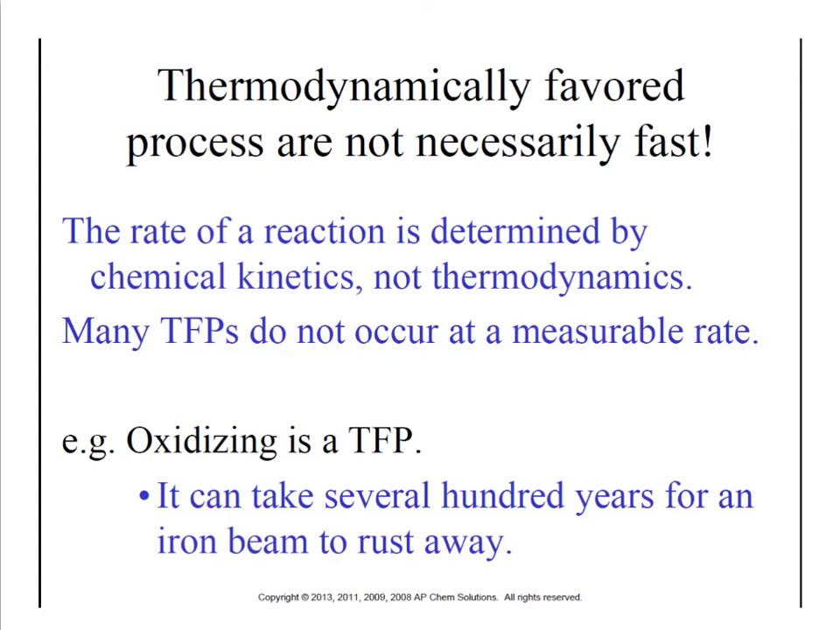And something to keep in mind is that just because a process is thermodynamically favored does not necessarily mean that it's fast. Something that's really thermodynamically favored doesn't mean it occurs really rapidly. Some things like oxidizing, metal rusting away, are thermodynamically favored processes. However, it can take a very, very long time for metal to rust, even if it's exposed to all the reactants it needs.